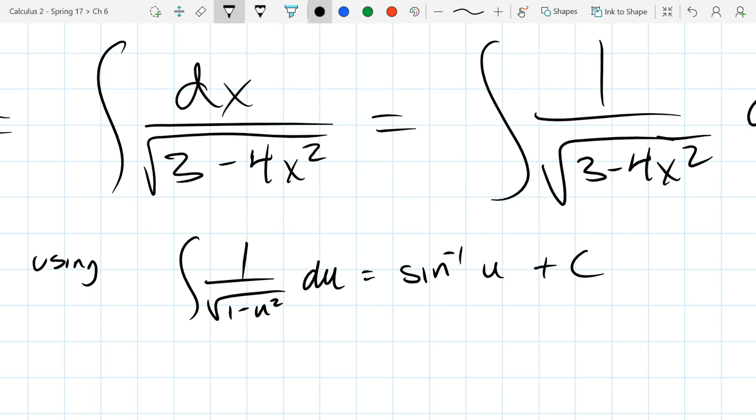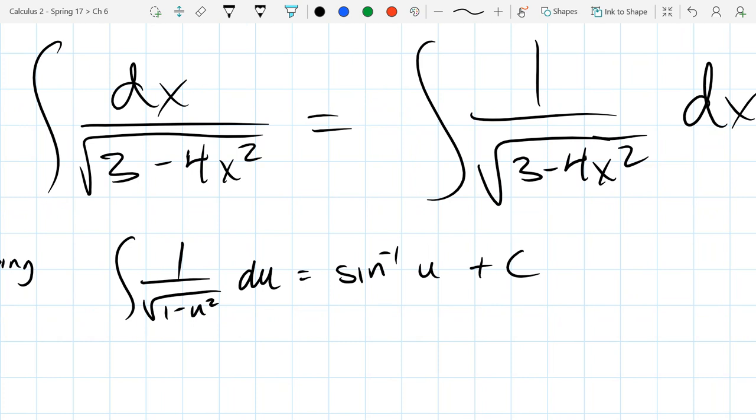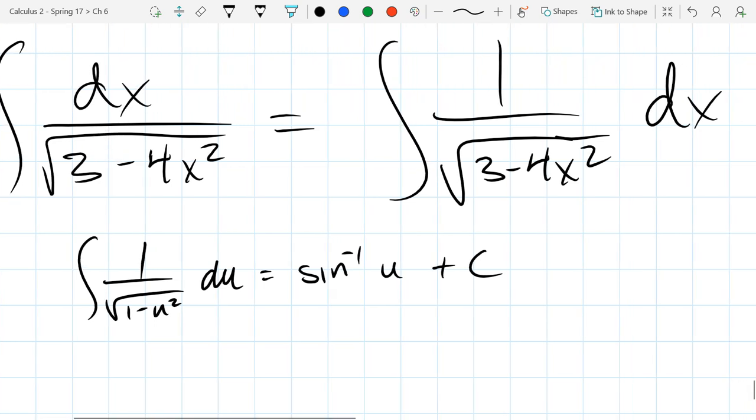Was there an absolute value on that? No. Just sine inverse u. All right, did I write that down correctly? Okay, so it's written correctly? All right, there's a couple problems. What are some of the issues preventing me from using this? There's a 3 and a 4.